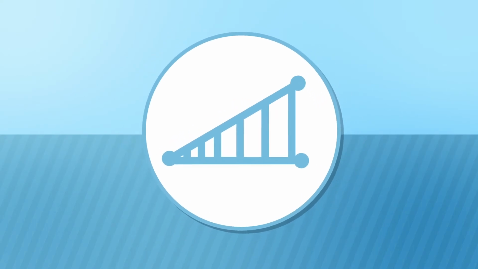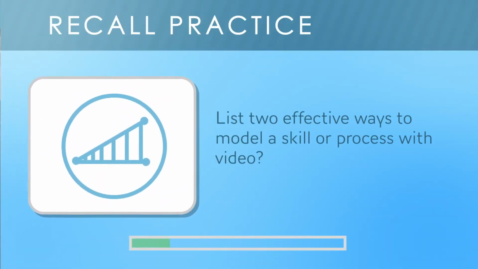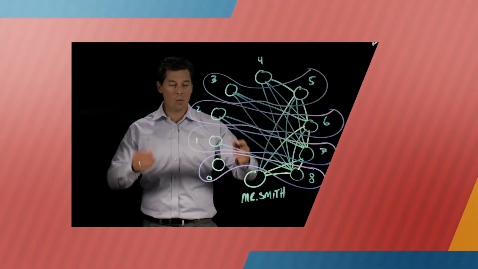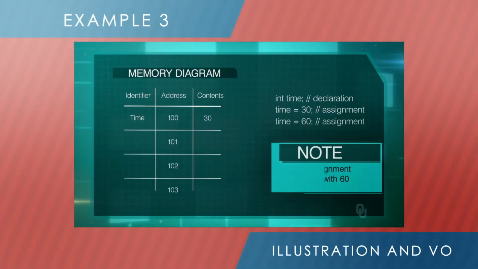Okay, let's take this recall practice out for a spin. Can you list 2 effective ways to model a skill or process with video? That's right. You can model a process with step-by-step video examples, show the detail of a specific process using a light board or animating the process, and reinforce the steps information with voiceover.